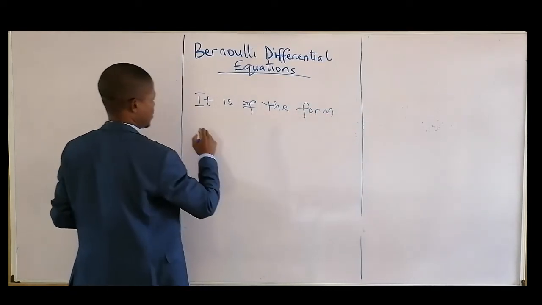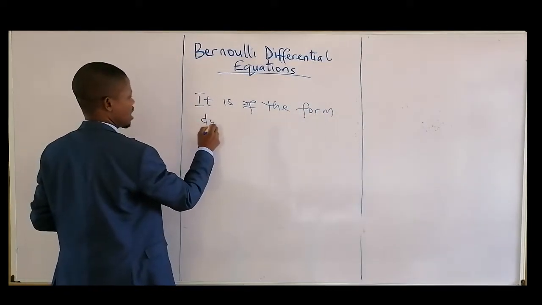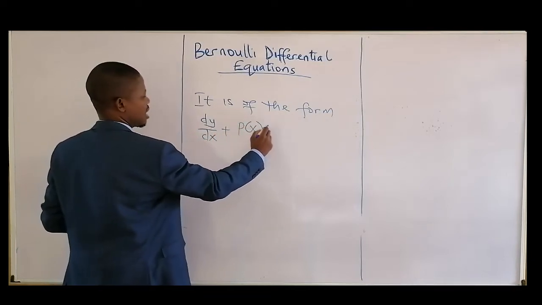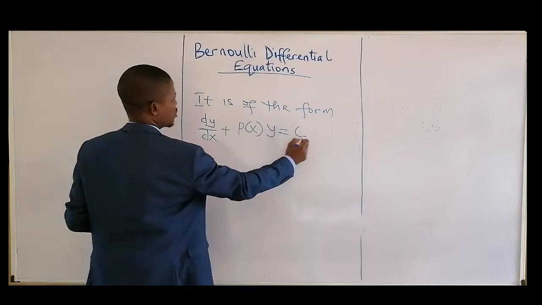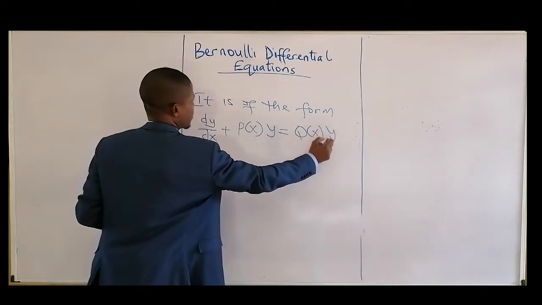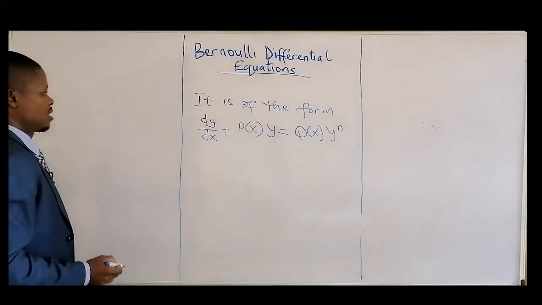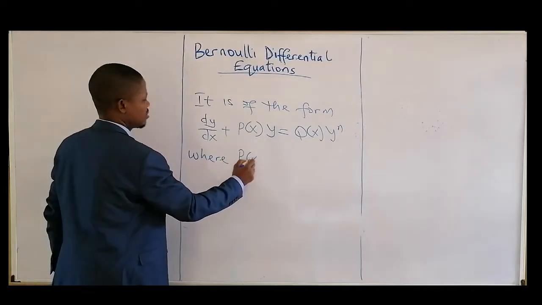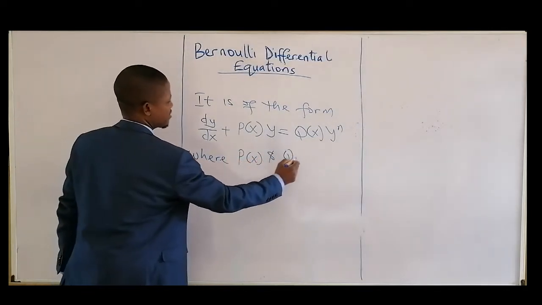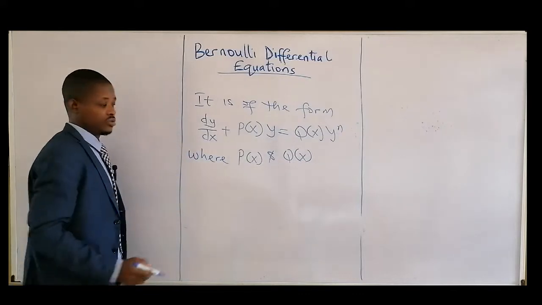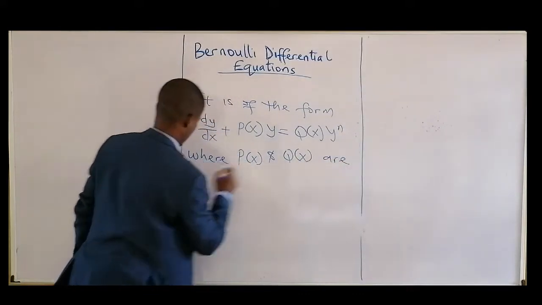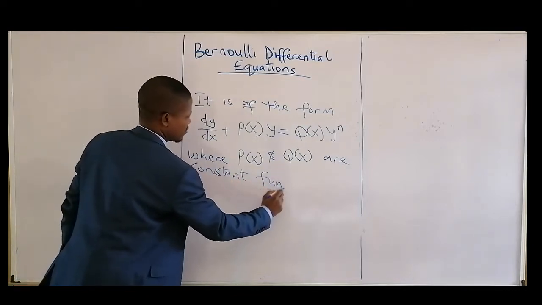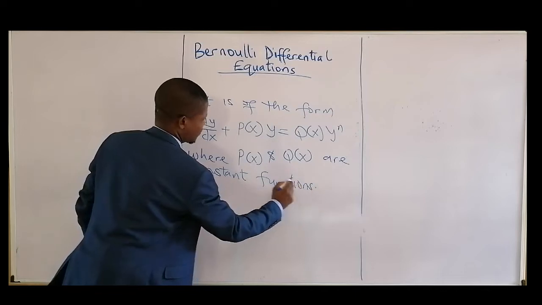This is of the form dy/dx plus p of x y equal to q of x y^n. Okay, and then where p of x and q of x are constant functions. Okay, constant functions.